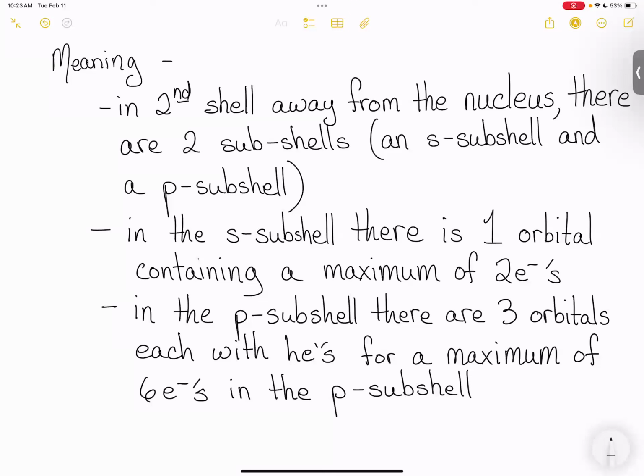I think I heard it. 10. That's because there's exactly 10 elements across the transition metals. This is your D block, meaning the last electron is going to reside in a D subshell.